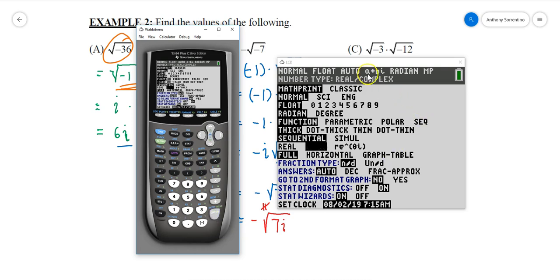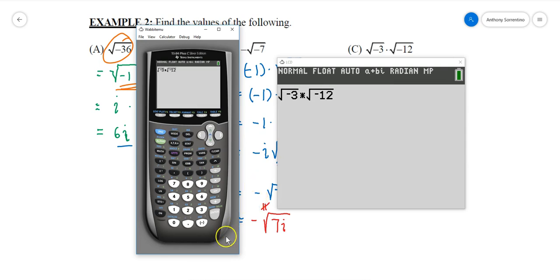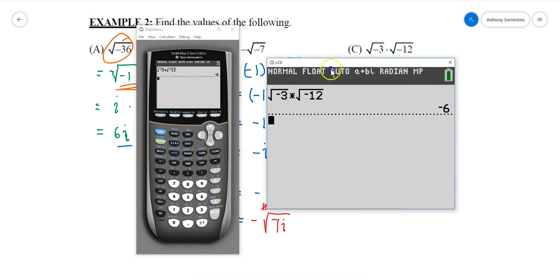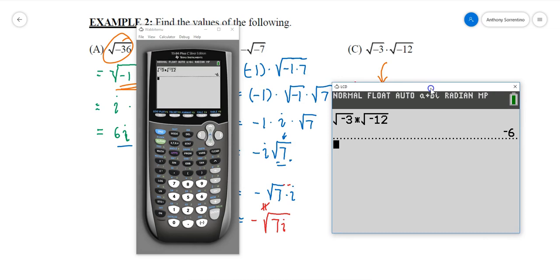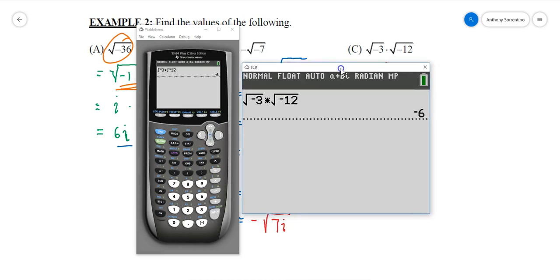So if I go there, it's going to say a plus bi. So now I'm in complex number mode. And if I carry through this calculation, it says -6. Remember, we got +6 when we did that calculation because we did not handle it correctly. The reason is that once I take into consideration that I can carry through the multiplication, because I'm assuming these are complex numbers, I have to treat them as complex numbers, which means I have to first make them into complex numbers, or in this case, non-real numbers.